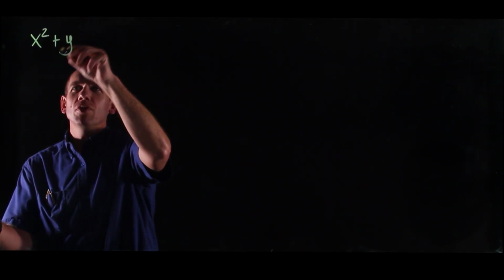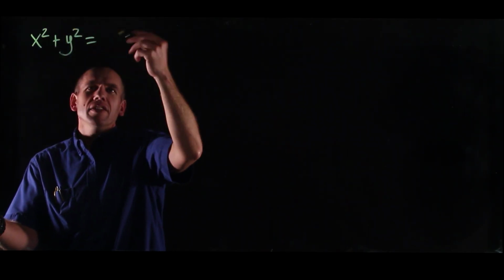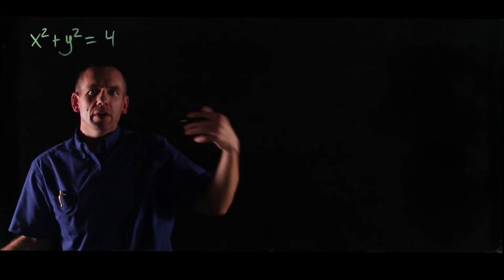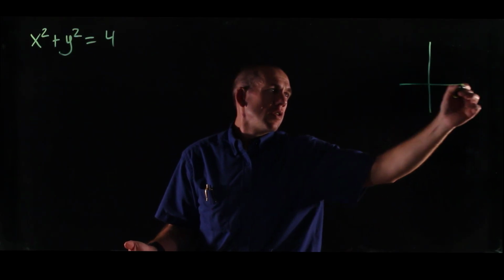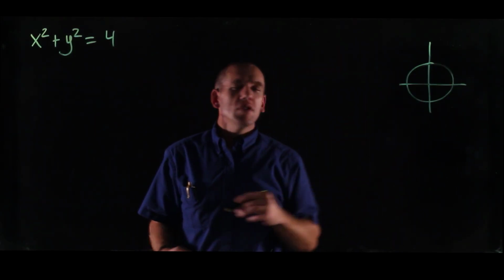In this lesson, we're going to take a look at implicit differentiation. And really, I think the best way to start this is by looking at an implicitly defined function. x squared plus y squared equals 4, say. That's a circle. It's a circle of radius 2, center at the origin.